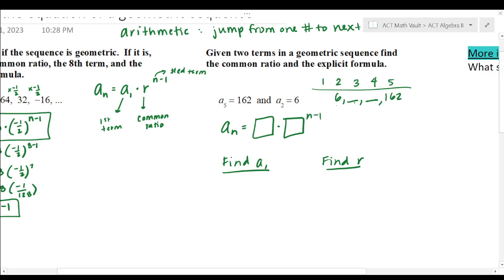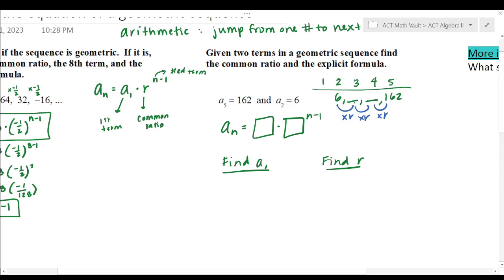And that will somehow help us figure out, if I'm going from 6 to 162, we can figure out the jump from there. Well, how big is that jump? Like it was negative 1/2 in the past. So if I know that from the second to the fifth term, I'm going from 6 to 162, well, I know that as I go, let me switch colors, as I go, I am multiplying by r. I'm multiplying by r. I'm multiplying by r. Every time you go from one number to the next.